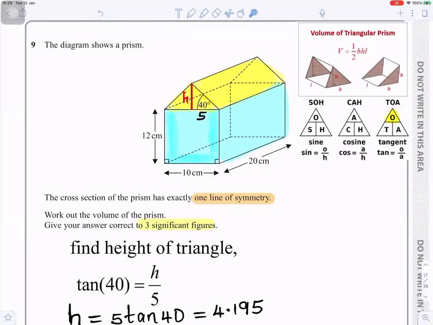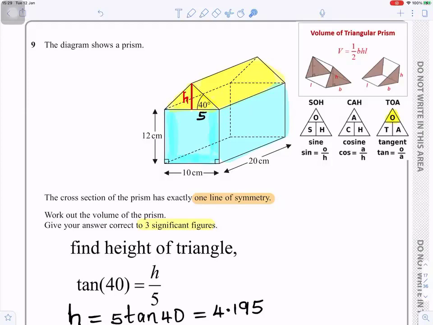Question number 9. The diagram shows a prism. The cross section of the prism has exactly one line of symmetry. Work out the volume of the prism. Give your answer correct to 3 significant figures.